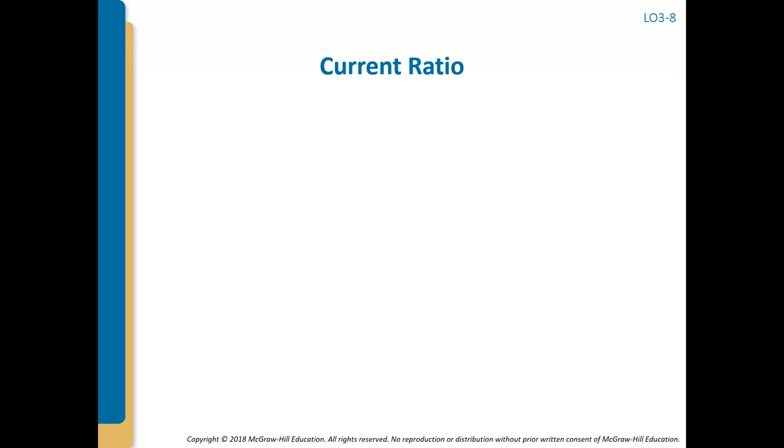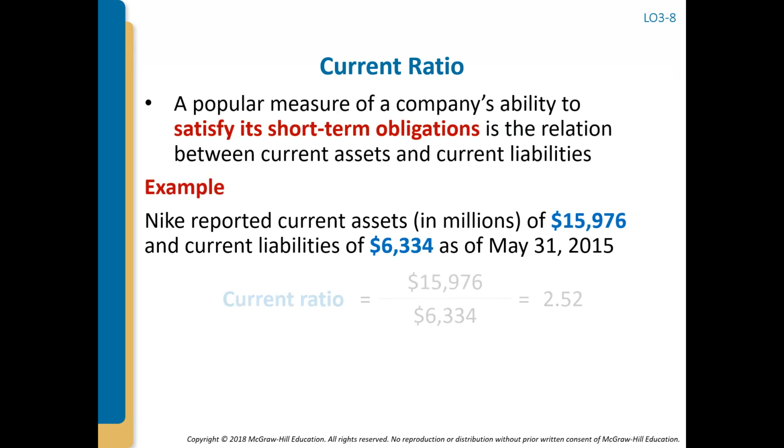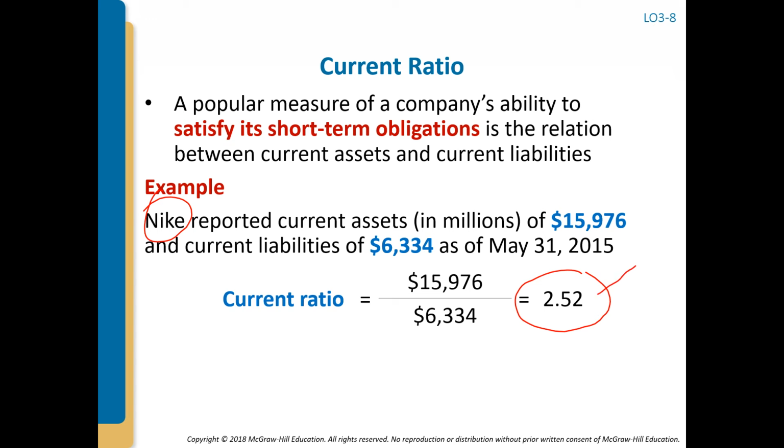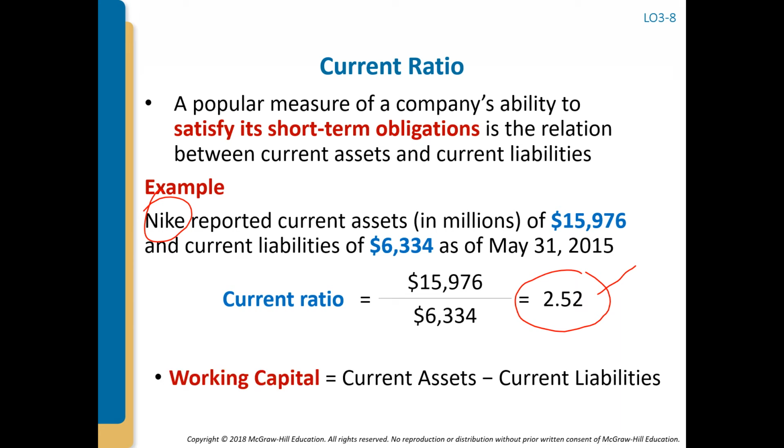Let's see an example of current ratio. This is an example from Nike. We can see that Nike's current ratio is 2.52. That is really very good. It means that we have more than 2 times current assets than the current liabilities. And the working capital is equal to current assets minus current liabilities. So the difference between current assets and current liabilities is the working capital.